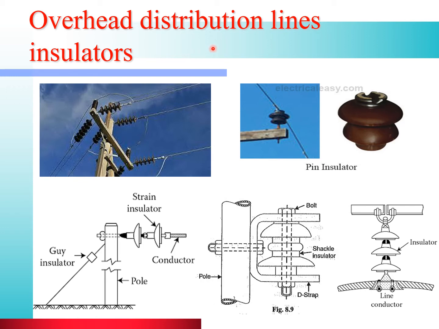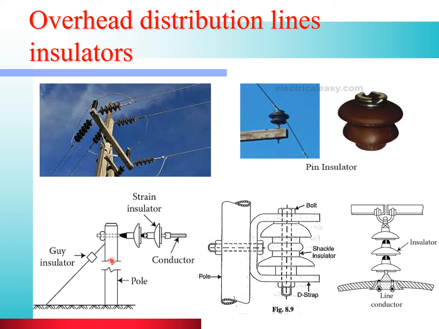Here we will see the overhead distribution lines insulators. Here we will see an RCC pole where R, Y, B phases are connected. Here between this cross arm and conductor an insulator is connected. Similarly, this is the pin type insulator. On the cross arm a pin is connected on which the insulator is mounted, and on the insulator the conductor is bound. So this is the diagram of the pin insulator.